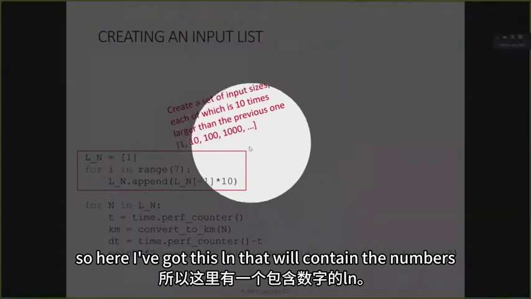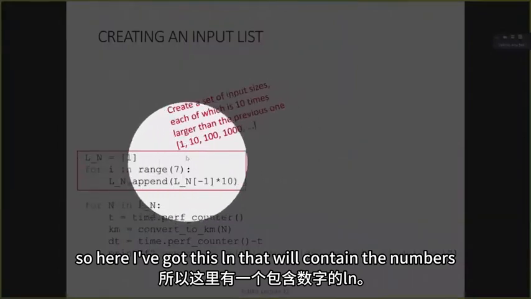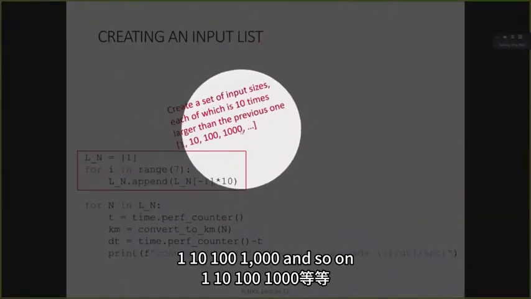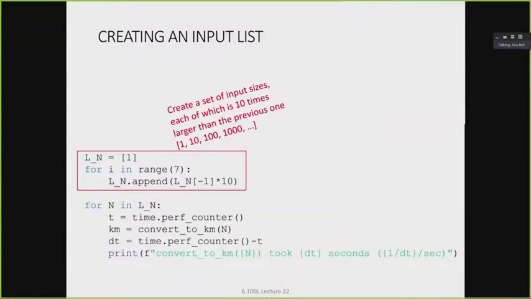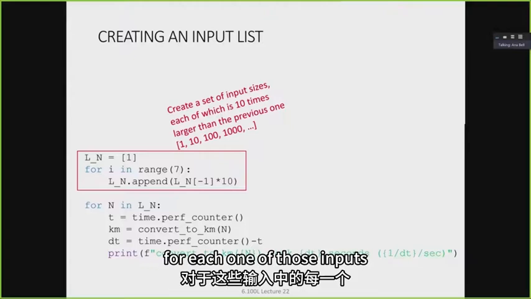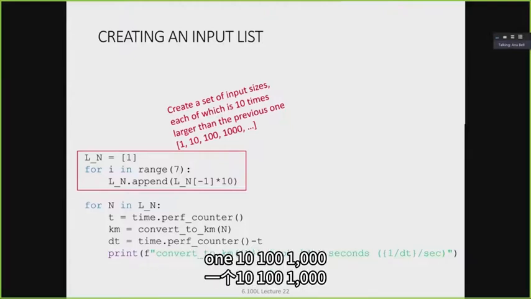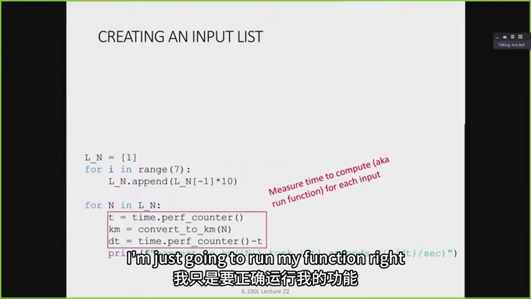So here I've got this list that will contain the numbers 1, 10, 100, 1,000, and so on. And these are going to be the parameters to my function, one at a time, of course. And then I've got my loop here for each one of those inputs, 1, 10, 100, 1,000. I'm just going to run my function, right?